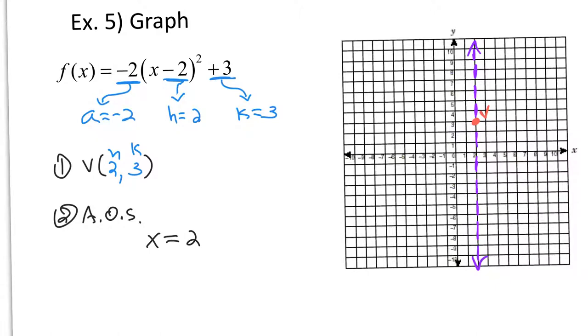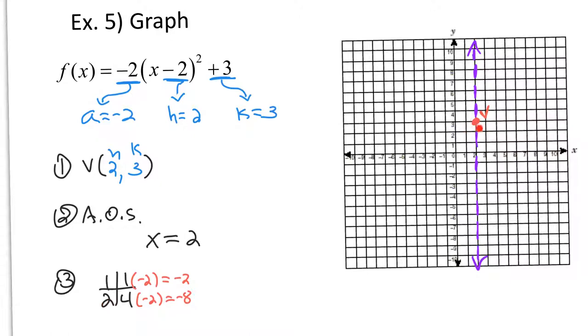And the third step, we use a pattern. 1, 1, 2, 4. But let's go back to the a value. Notice the a value is a negative 2. It's not positive 1. So that means we have to multiply by negative 2. So the 1 times negative 2 is negative 2. And the 4 times negative 2 is negative 8. So we're going to move 1 to the right from the vertex, 2 down, it's negative, and then 2 to the right and 8 down.